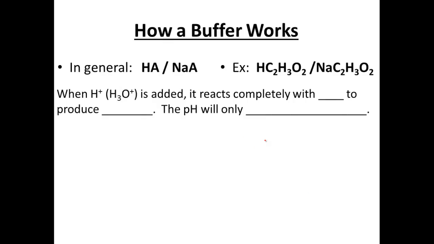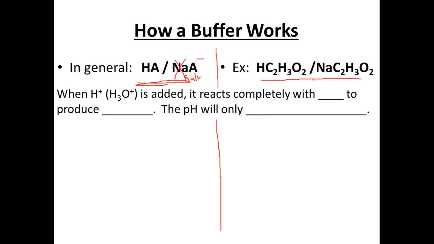Now here's how a buffer works. So in your notes, I want you to draw a line to separate the examples I've given to you here. So here's the general example, and here's a very specific example you can work with. So in general, we have a weak acid, and we have a salt here that contains the conjugate base. So I don't really care about sodium, it's a spectator. But here's the conjugate base A-, so it's HA and A-.